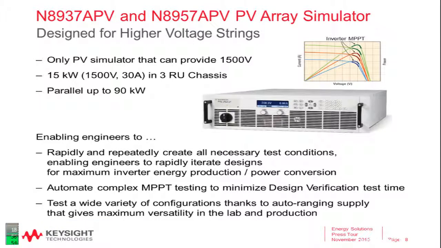That product being an AC to DC to AC inverter. The N8900 is the only photovoltaic simulator that can provide 1500 volts. It's quite small, as you can see here. This is 15 kilowatts in a package about this big, and they can be put in parallel to go up to 90 kilowatts. So this is for medium-sized solar installations. Thanks to this new product, engineers can rapidly and repeatedly create all the necessary test conditions that they need to simulate all of the different solar conditions that are necessary when testing their inverters.